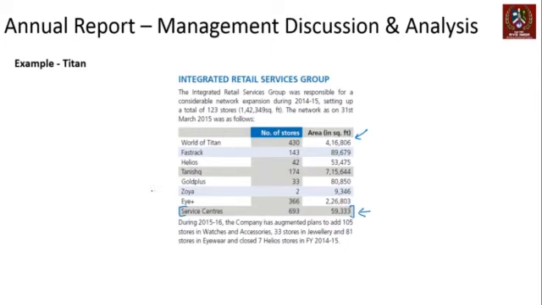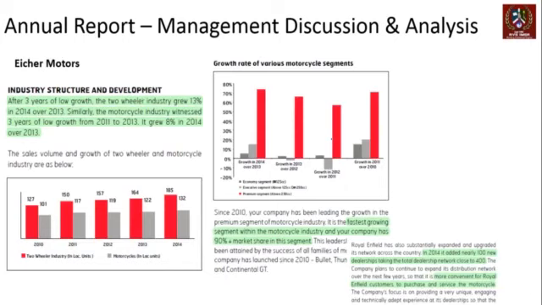So if you want all the information about how many stores are there, what kind of square foot area they have, that's all available in the management discussion and analysis segment, right? Immense amount of information about the company and the segments. That brings us to a conclusion on Titan. Let's move ahead and talk about our Eicher Motors segment.